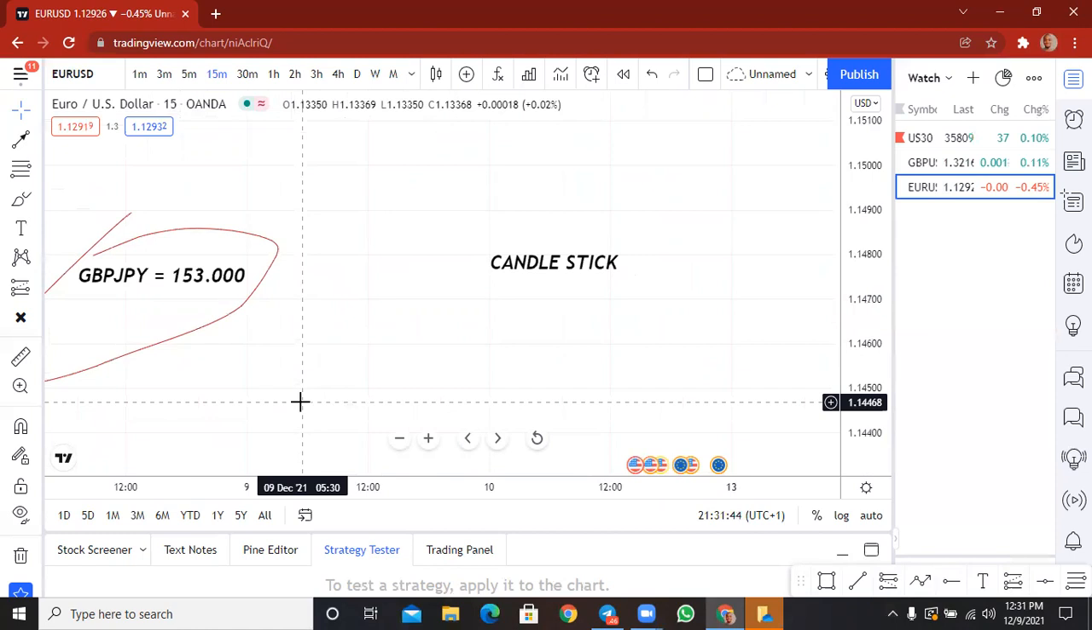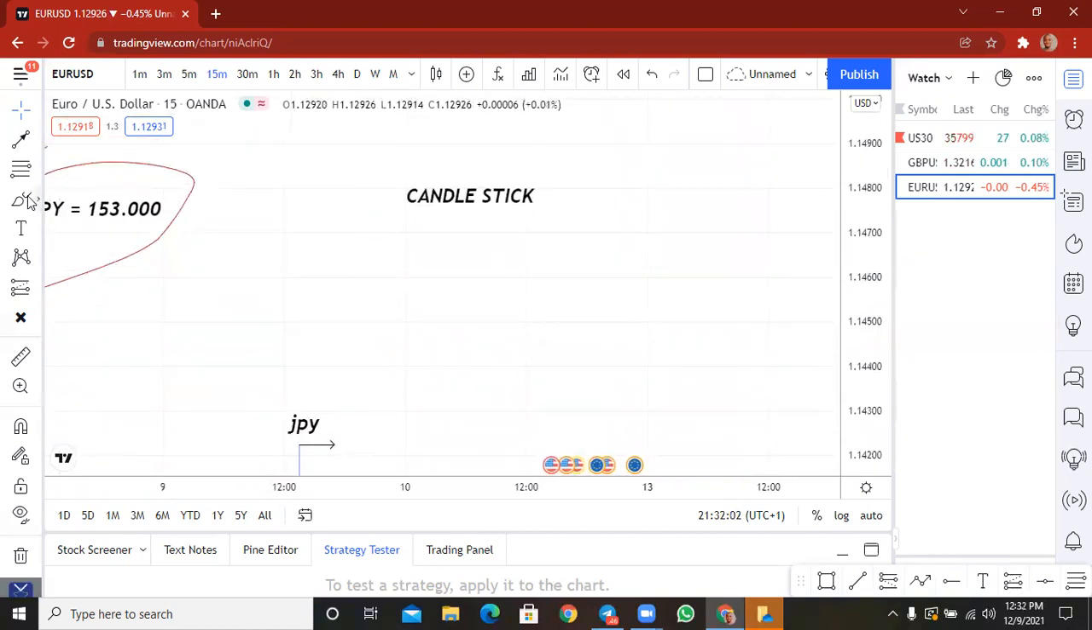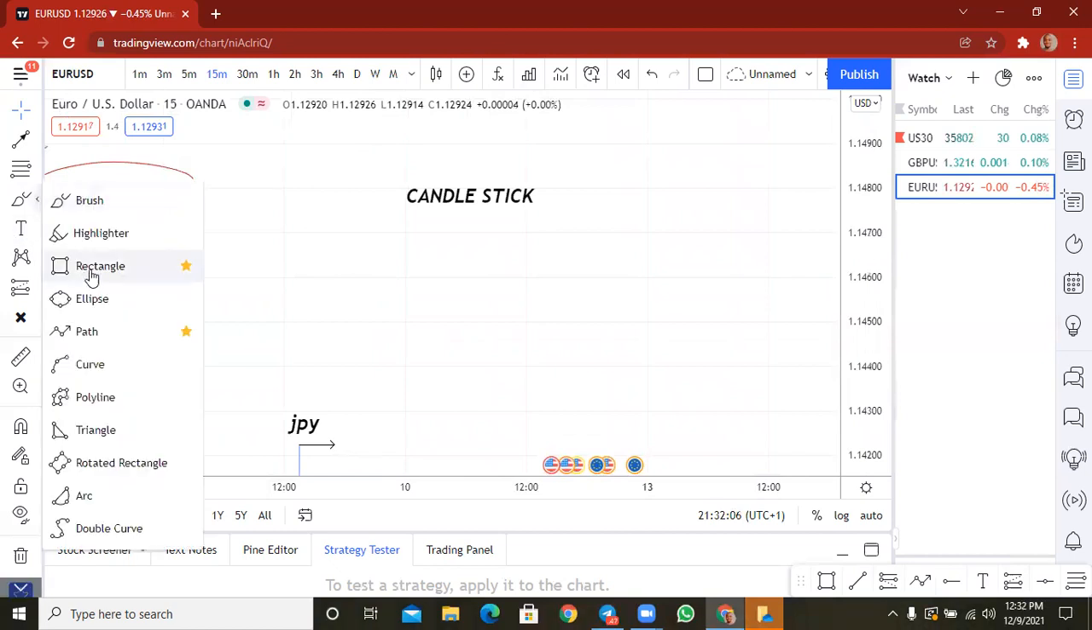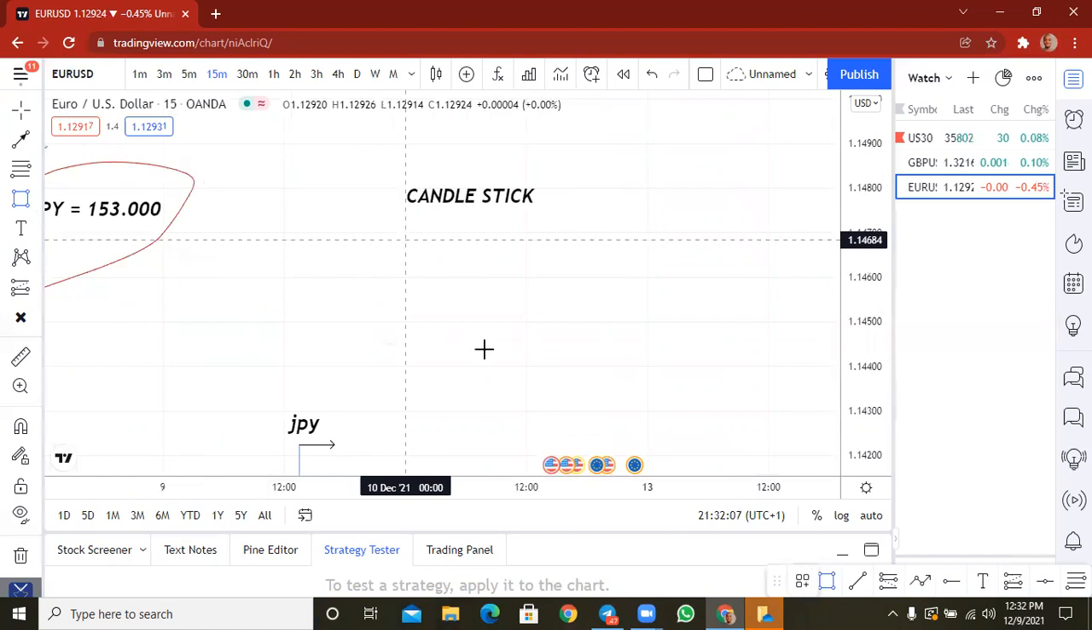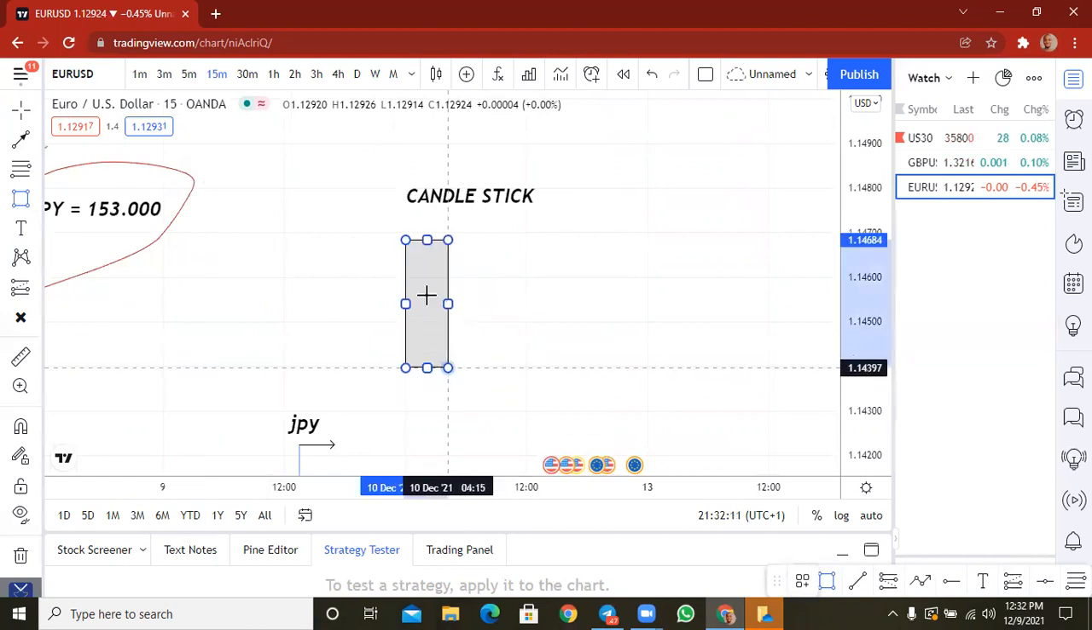Now, who invented the candlesticks? Where did it come from? It comes from Japan, when the Japanese rice sellers were using it to track the history of inflation of rice price over time in the year. So I'm going to show you the anatomy of the candlestick, like what it looks like, what the different parts of the body of the candlestick actually mean. Okay, so let's get into it.